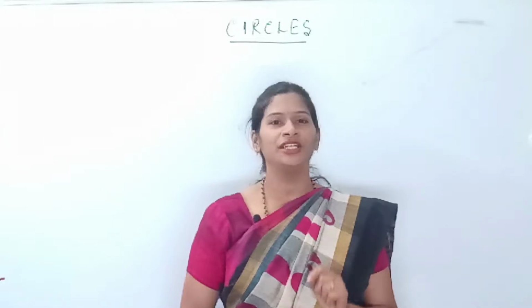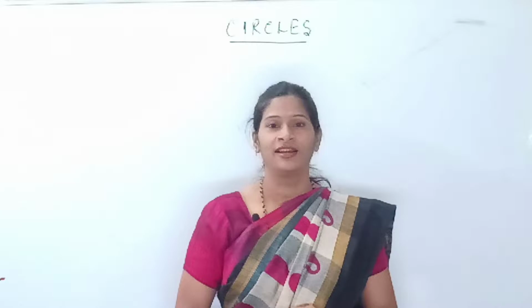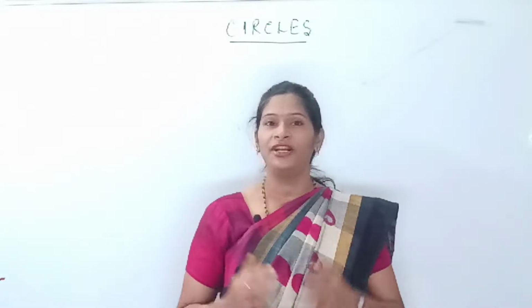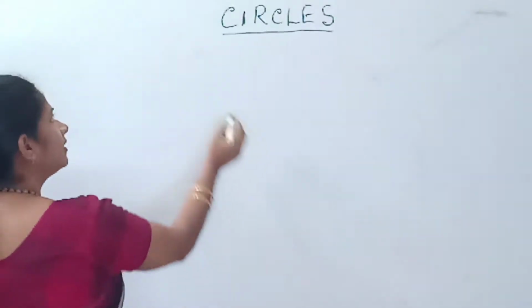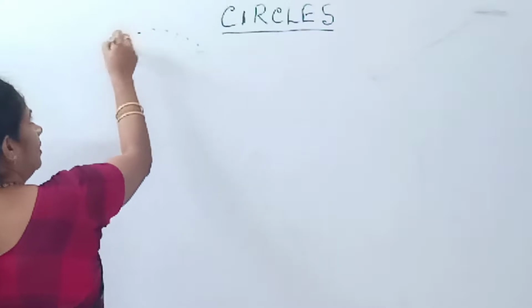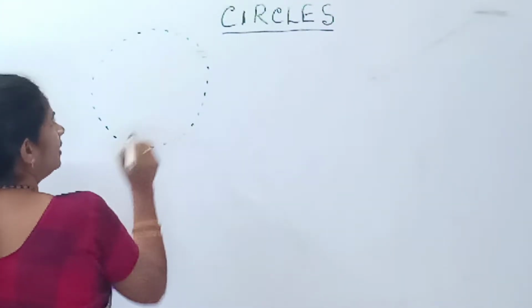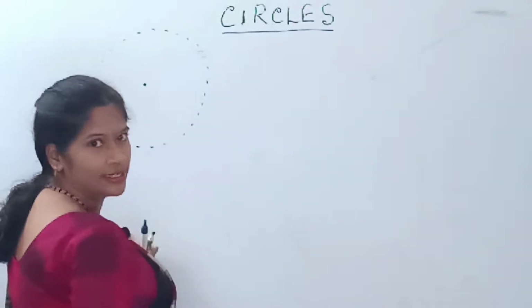Today I am going to teach you an interesting geometry chapter, circles. In class 9th you have studied the definition of circles and different parts of a circle. Let us recall that. What do you mean by circle? A collection of points in a plane which are equidistant from a fixed point is called a circle.